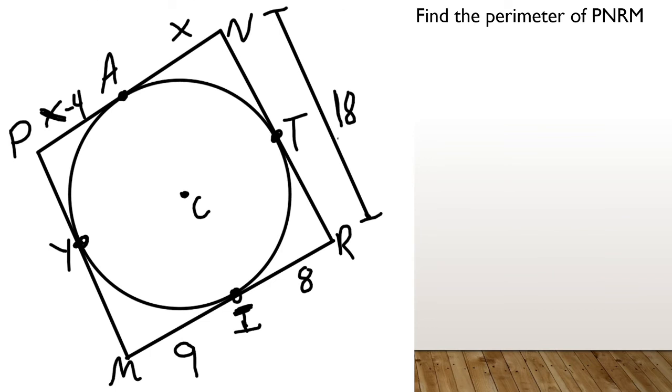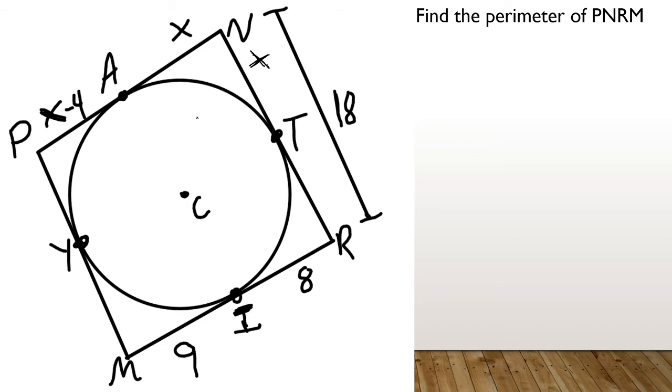Now this one's a little bit trickier, but when you see the trick, it's actually easier. Because remember, what was that second theorem we did, right? If two lines are tangent to the circle from the same point, then they're congruent. Well, here's point N. Here are two lines that are tangent to the circle, and they both come from point N. So if this is x over here, that means this is going to be x over here.